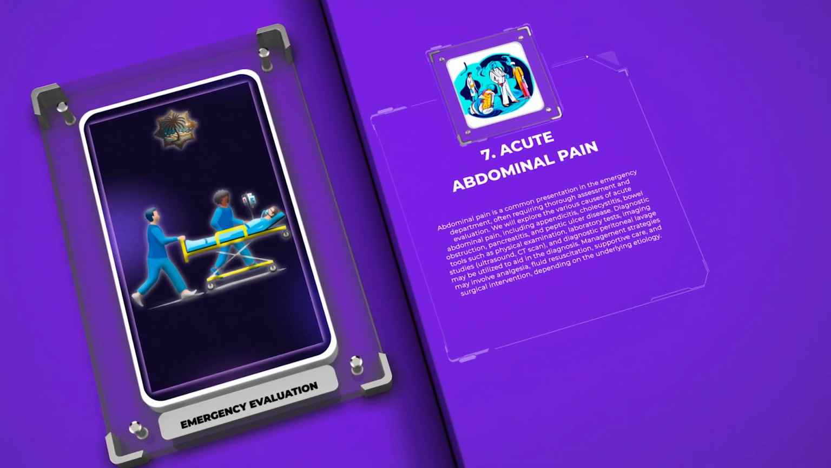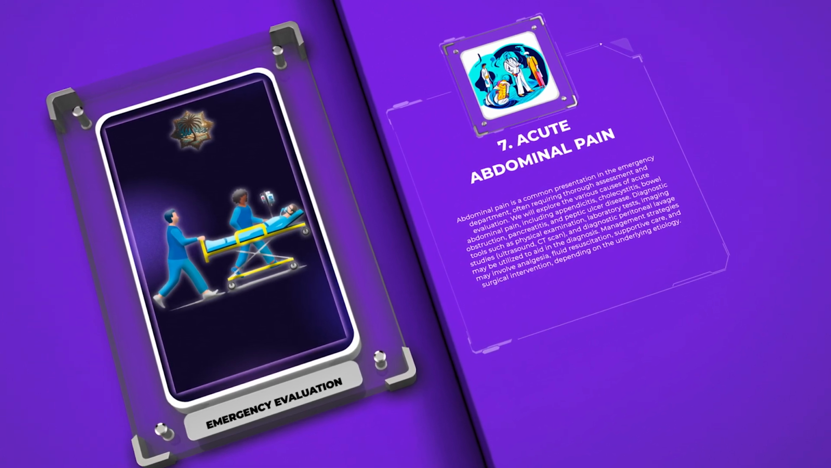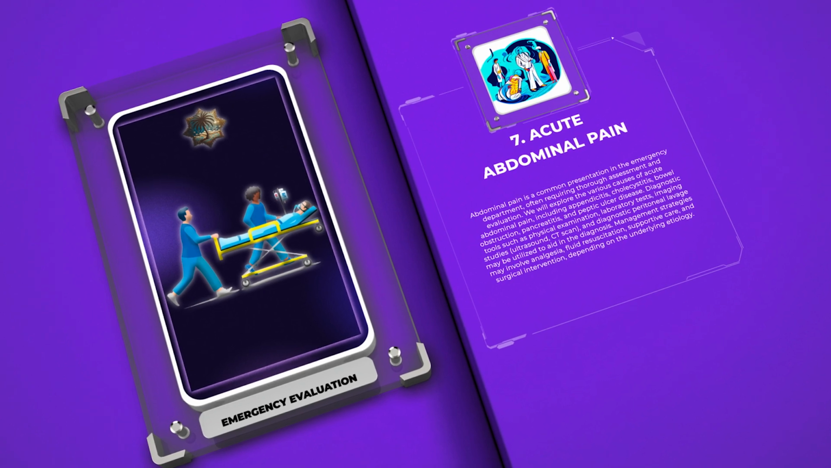Diagnostic tools such as physical examination, laboratory tests, imaging studies, ultrasound, CT scan, and diagnostic peritoneal lavage may be utilized to aid in the diagnosis. Management strategies may involve analgesia, fluid resuscitation, supportive care, and surgical intervention, depending on the underlying etiology.